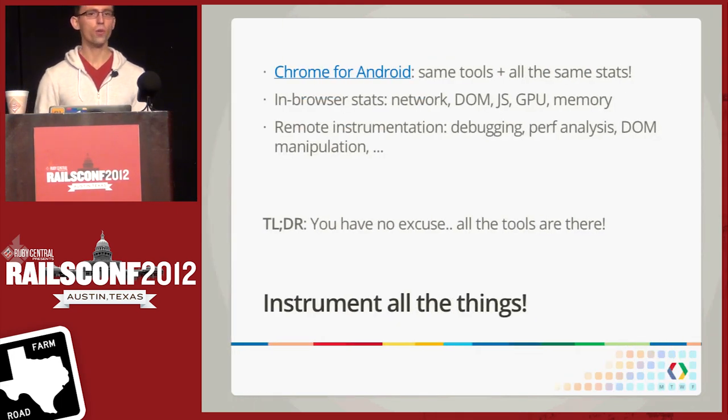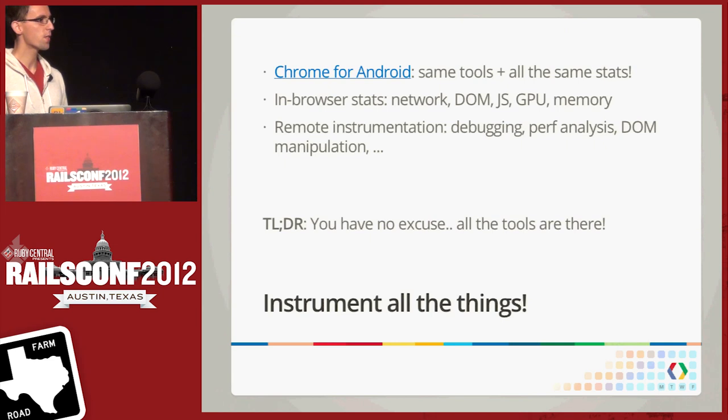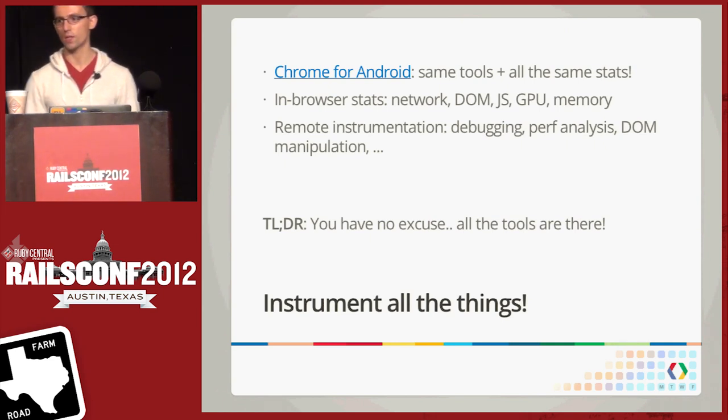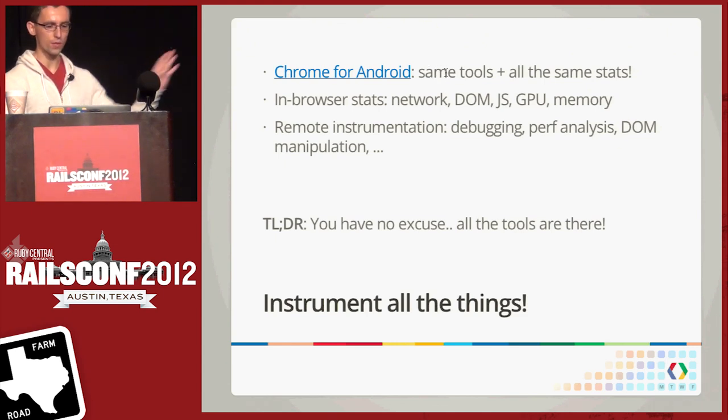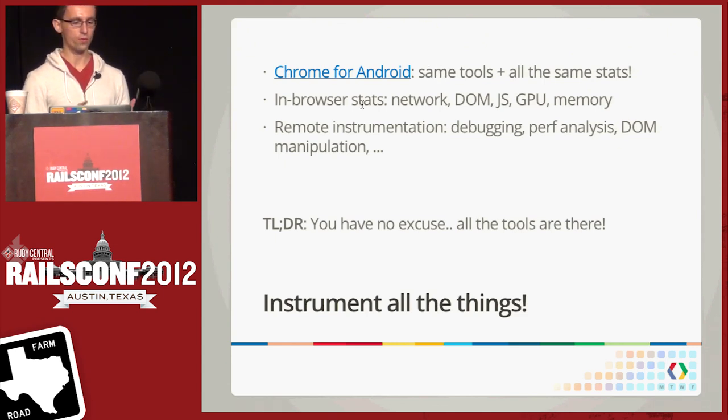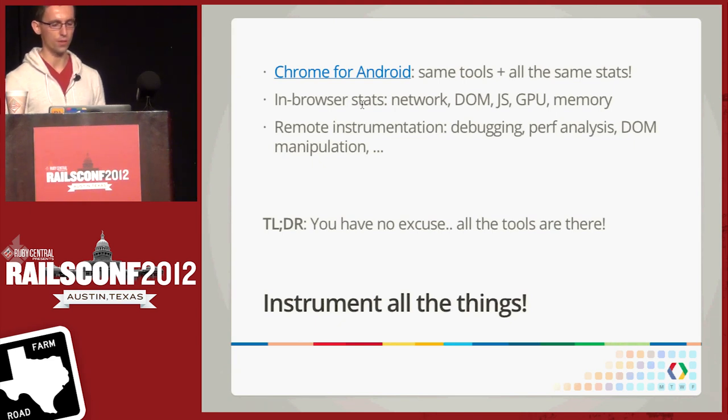So why am I showing you all this? Well, because I think there are a lot of interesting tools that can be built through this debugging interface. There's not a lot today, but I think this is something that we as a community need to improve. There are a lot of possibilities. There's Chrome for Android, which allows you to do all the same analysis on mobile. We have detailed stats on the network, the DOM, the JS, the GPU, everything, right? We can do remote instrumentation even.